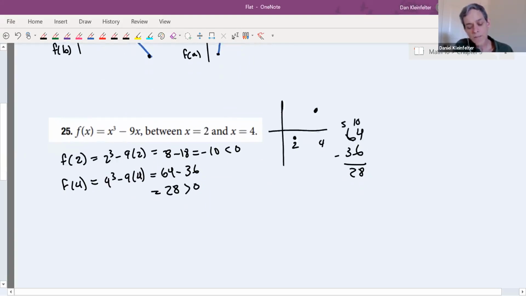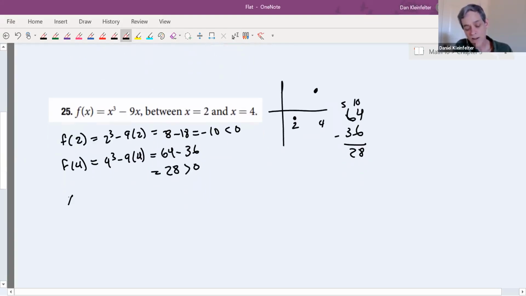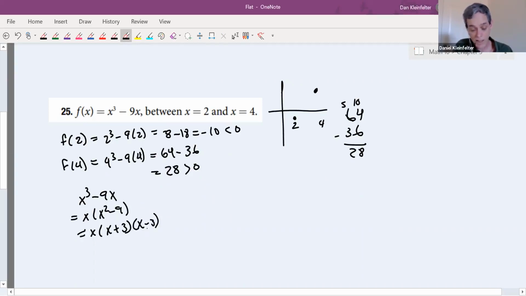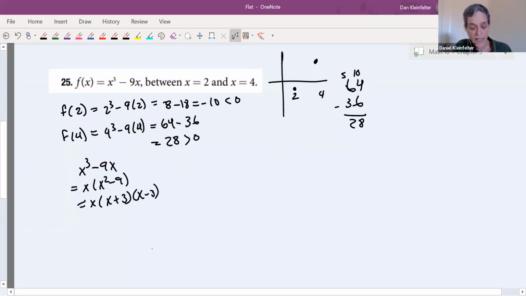It turns out for this particular function, it's not too hard to find it, right? If you factor x cubed minus 9x as x times x squared minus 9, you'll get x times x plus 3 times x minus 3. So that 0 whose existence we proved was the 3, right? 3 will be that 0.